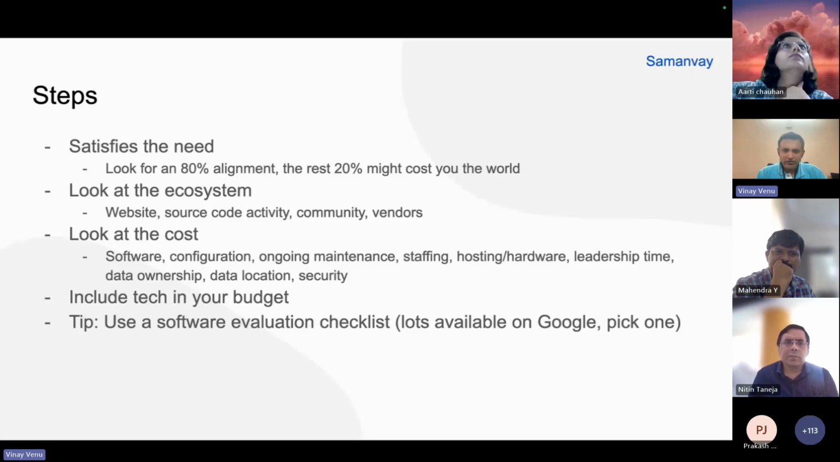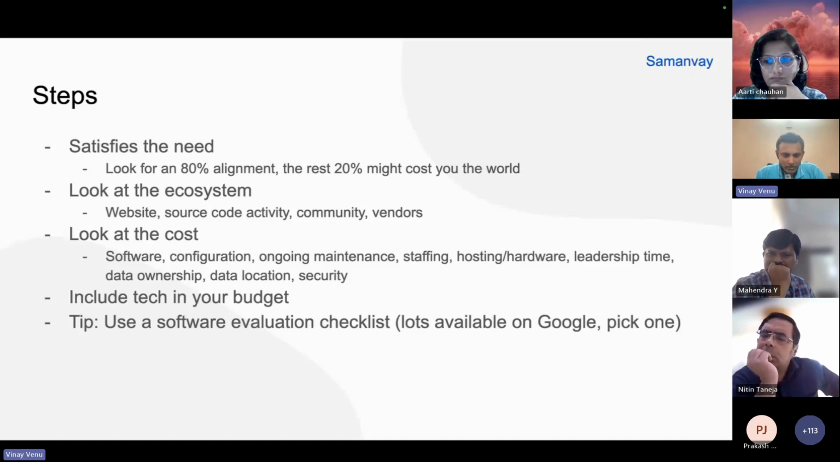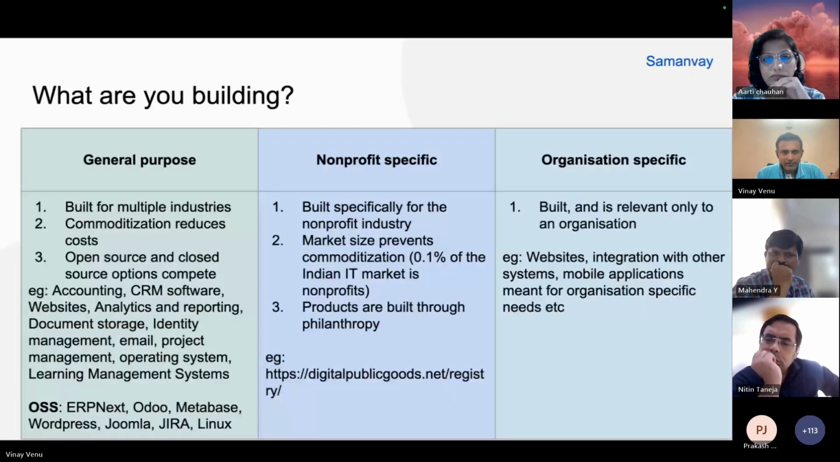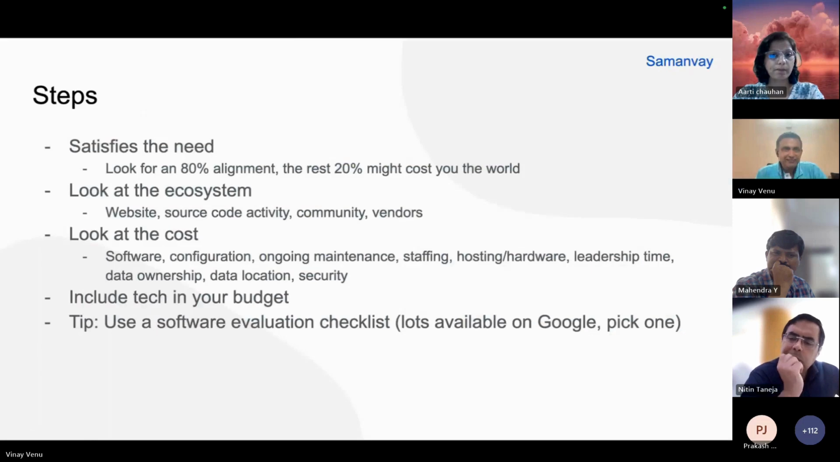You can use any software evaluation checklist that helps you with all of these things and much more. That is one way you can evaluate. Do not specifically look for open source versus closed source. Look at all the options, but again, remember the previous thing that if it is non-profit specific, there's a very high chance that it's there in that registry, and if it's not there in the registry, it probably does not exist, but do a Google search irrespective of that.